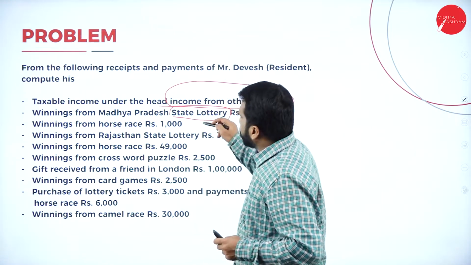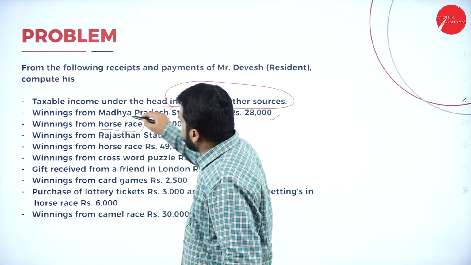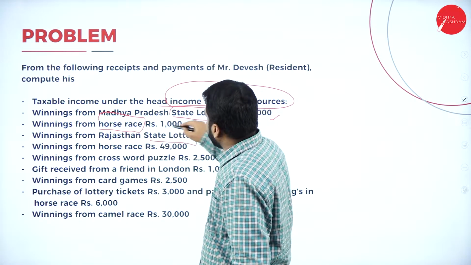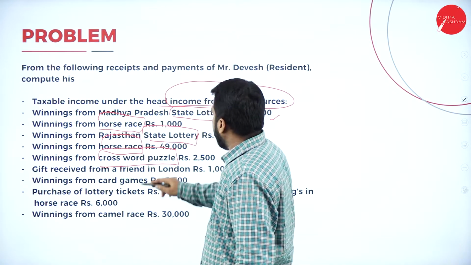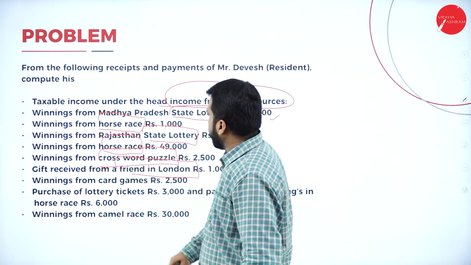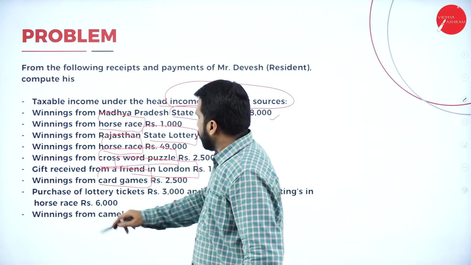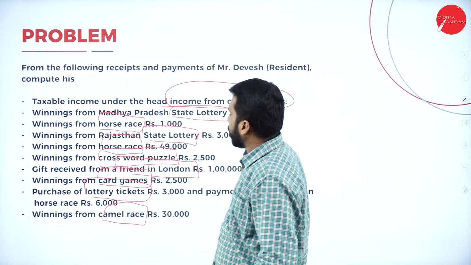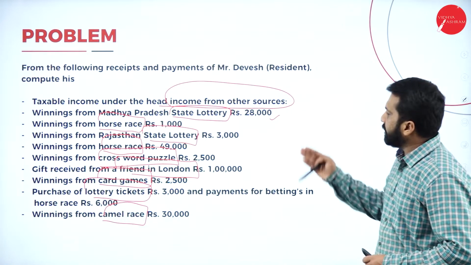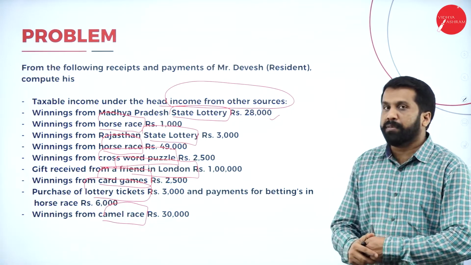Now, state lottery, horse race, again state lottery, horse race, crossword puzzle, and gift, and any card games, lottery ticket, and camel race. Camel race is not part of your income from other source. These are the things you have as income from other source.